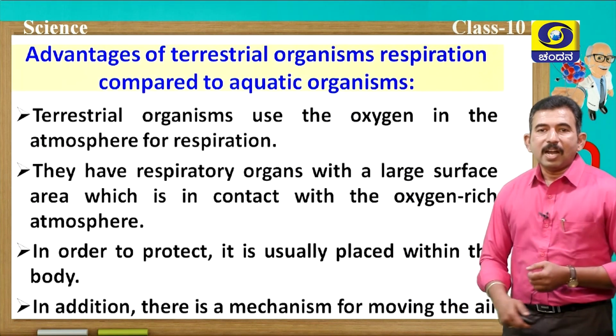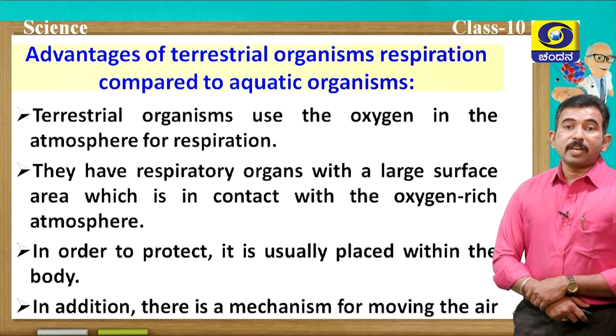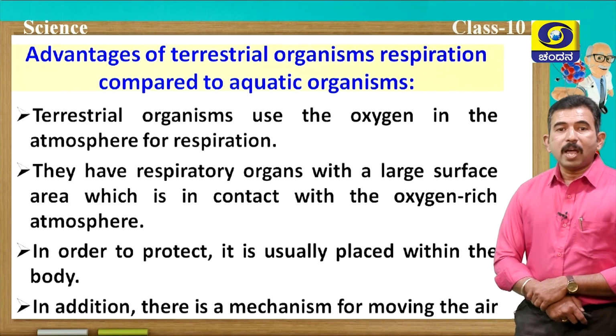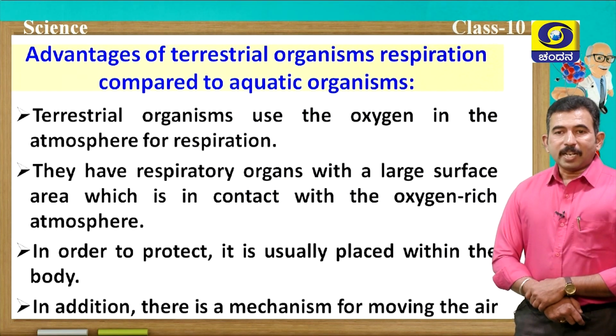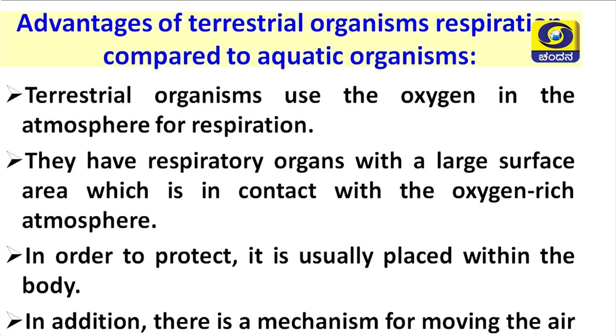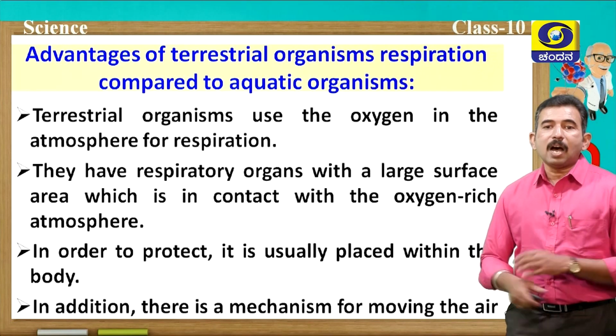Now, let us discuss advantage of terrestrial organisms' respiration when compared to aquatic organisms. Terrestrial organisms use the oxygen present in the atmosphere directly. They have respiratory organs with a large surface area which is in contact with the oxygen rich atmosphere, and also they are well protected because they are present inside the body. And one more advantage is that there is a mechanism for moving the air in and out.